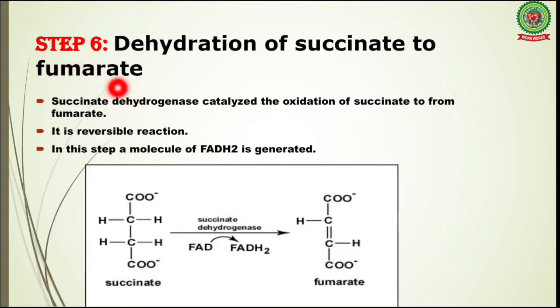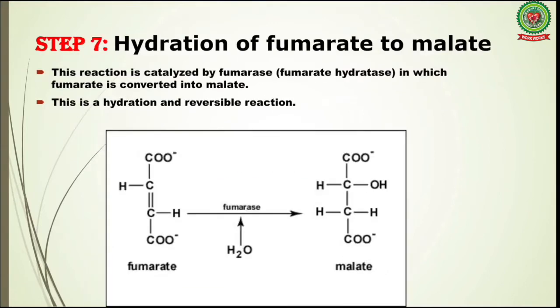Step 6, that is dehydrogenation of succinate to fumarate. Succinate dehydrogenase catalyzes the oxidation of succinate to form fumarate. It is a reversible reaction. In this step, a molecule of FADH2 is generated.